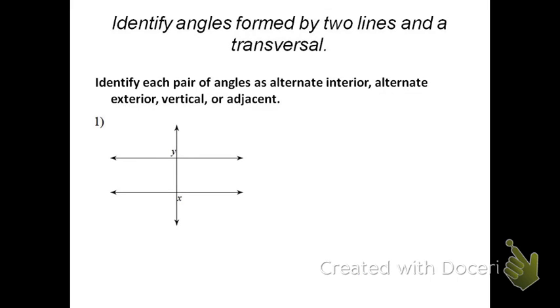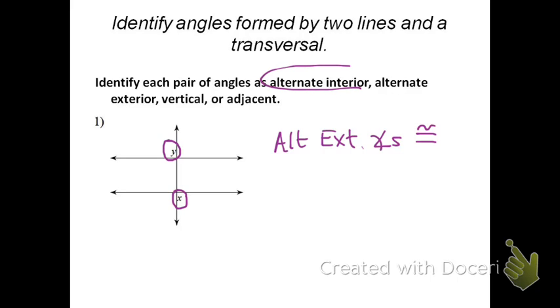Looking at the figure, we want to identify what type of relationship is represented. Looking at where these two letters are identified, we have X on the bottom right and Y on the top left. Those are exterior parts, and we can call those alternate exterior angles, which are congruent. So we could say that those are alternate exterior. There we go.